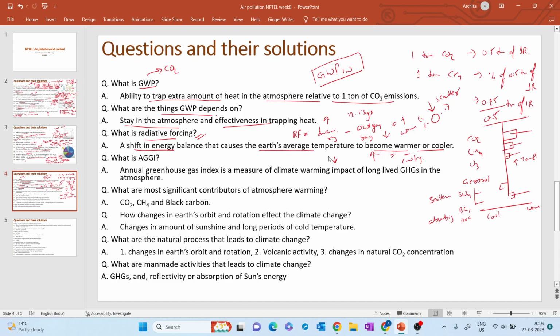Now the next term is AGGI, which is the annual greenhouse gas index. All you need to know about this is that it measures how much warming these greenhouse gases are doing. So it just measures the impact, and I think that is what is written in the lectures also. It measures how much the climate is warmed by the greenhouse gases.